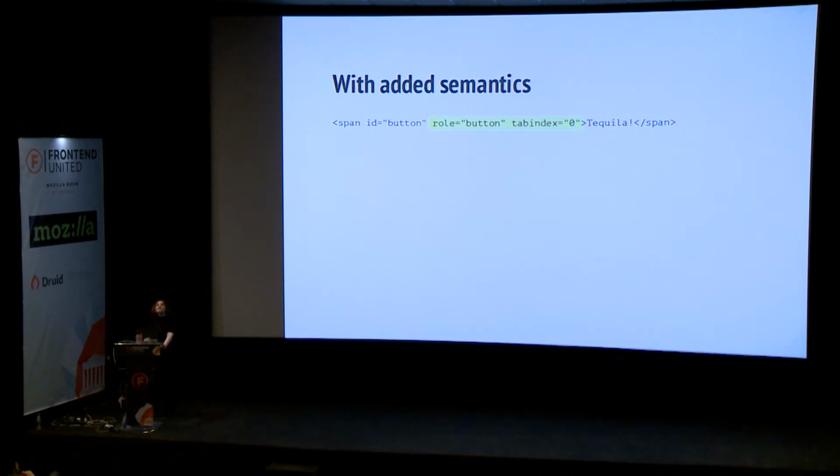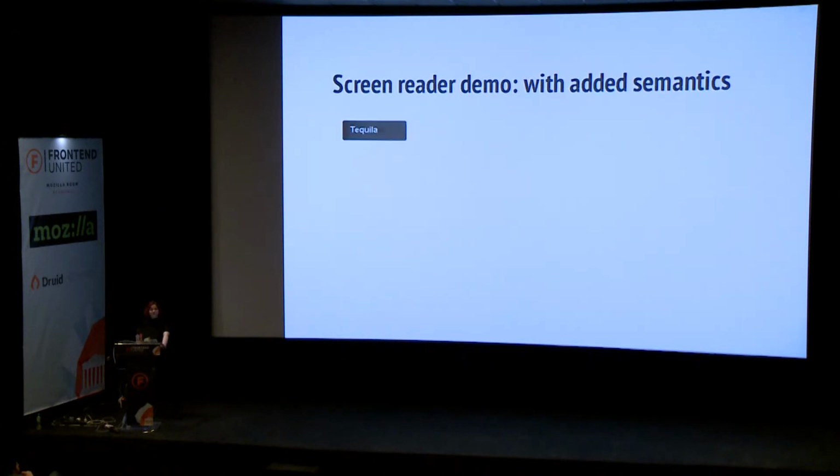So we can add in some semantics using ARIA. We can add the role attribute to the span and give it a value of button. And this just says in the accessibility tree, treat this span as a button. In the DOM, it stays exactly the same, but now in the accessibility tree, so to a screen reader, this thing is now actually a button. We've also added the tab index with a value of 0 to make this particular element focusable by all keyboard users, not just screen reader users.